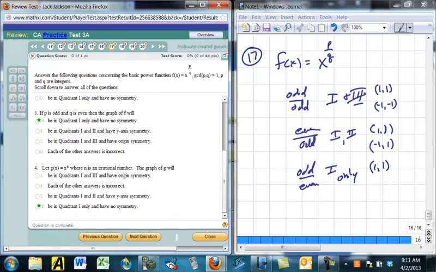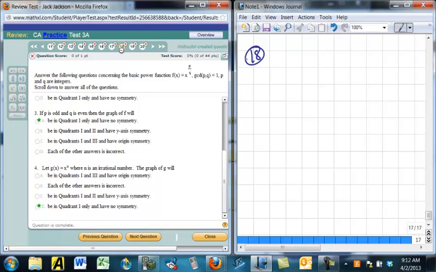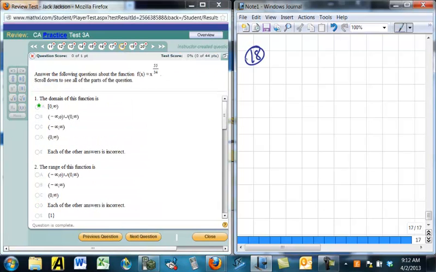Now, if you have a power that's an irrational number, you can't make it into a fraction, then it'll also be quadrant 1 only. So in other words, we're not going to define something like negative 1 to the pi power.